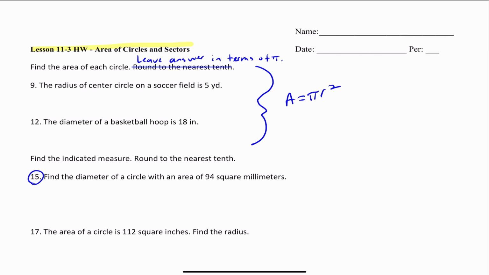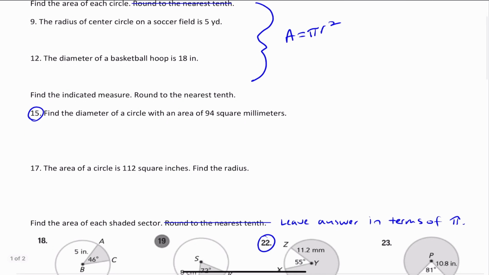So how do we figure out the area of a circle? Well, we're going to be using this formula, A equals pi r squared, where r is the radius. So use this formula, plug the information in, and then you should be able to find the area, and be sure to leave your answer in terms of pi. For 15 and 17, I'm just going to look at number 15 here.